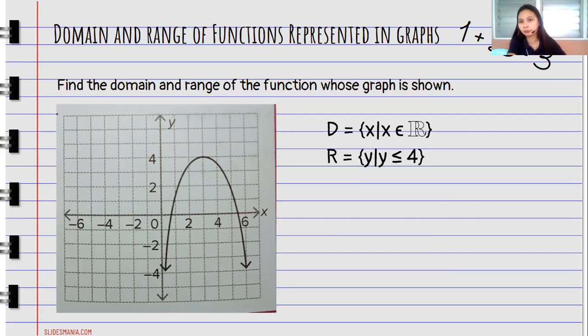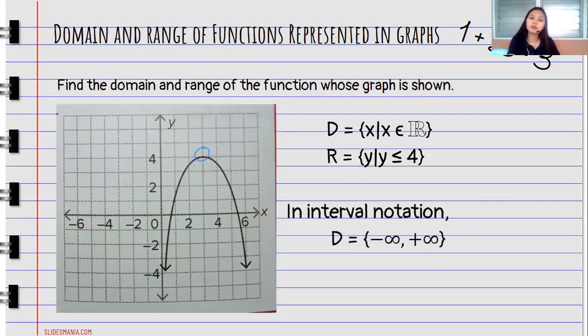Bakit po 4? Highest, lowest point. Kumbaga, baliktarin nyo. Kung kanina pataas po siya lahat, kinuha niyo yung lowest point. So, ito, downward po siya, kunin niyo yung highest point. 4 naman po. Okay? So, if we're going to write this in its interval notation, negative infinity to positive infinity, and our range po will become negative infinity up to positive 4.